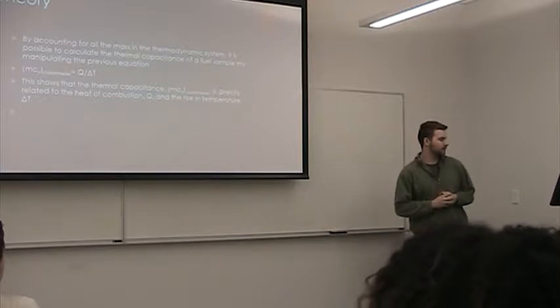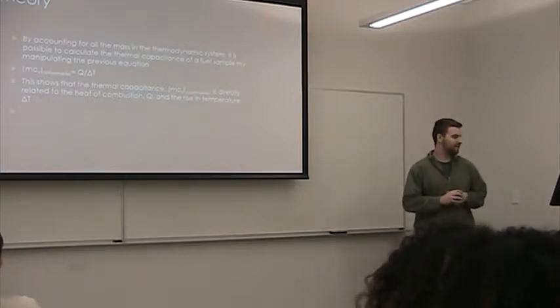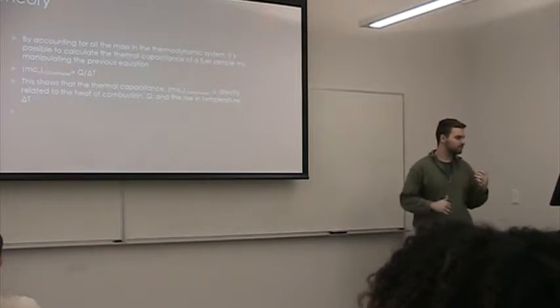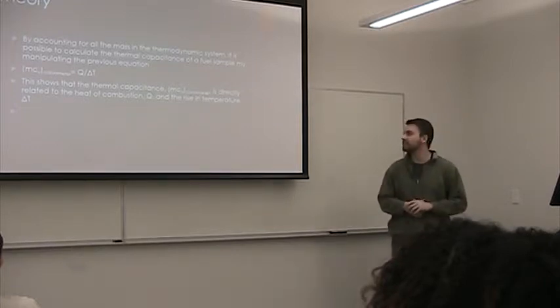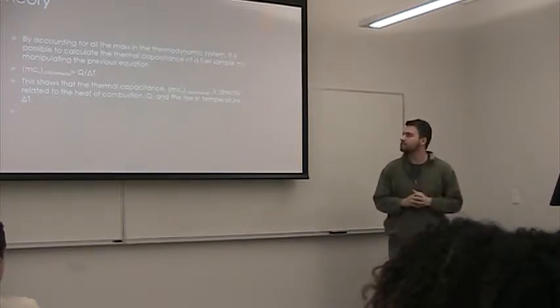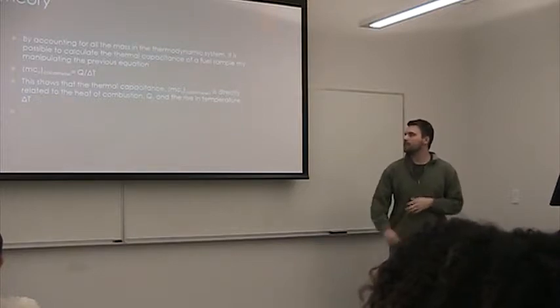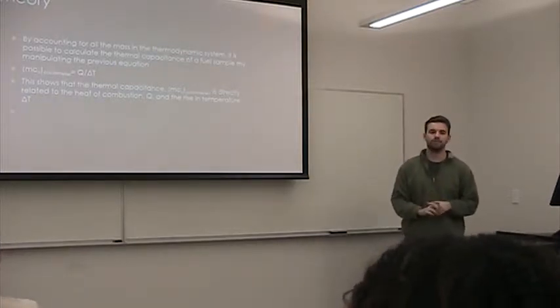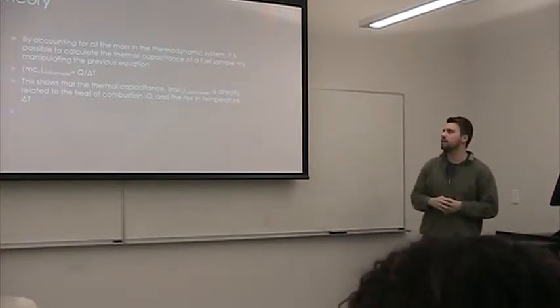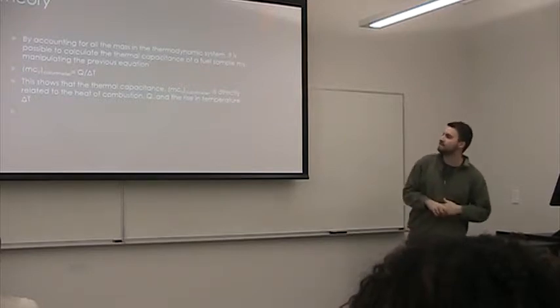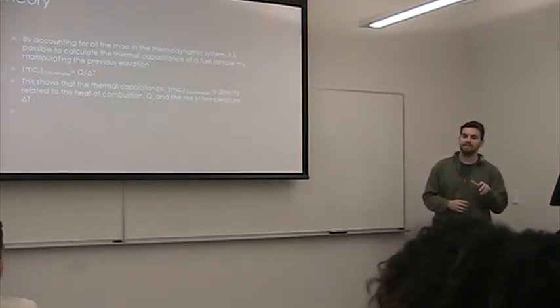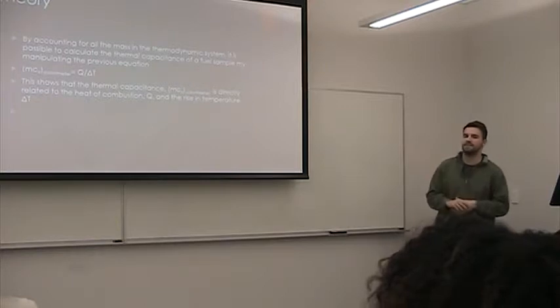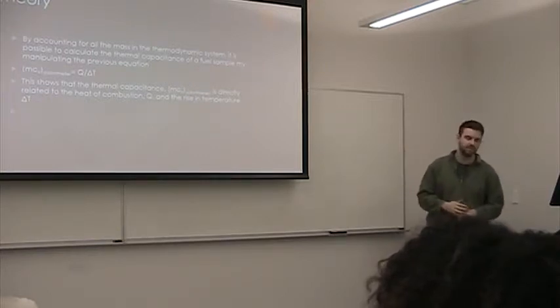That's basically what I just said. You account for all the mass in the system and the change in all the energy, which makes it easier for us to account for all that. And the thermal capacitance is pretty easily found if you just manipulate the equation. You just move the delta T over to the right side, and that gives you your thermal capacitance. This is important because it's absent of any mass, so you can understand that for whatever substance you're looking at.